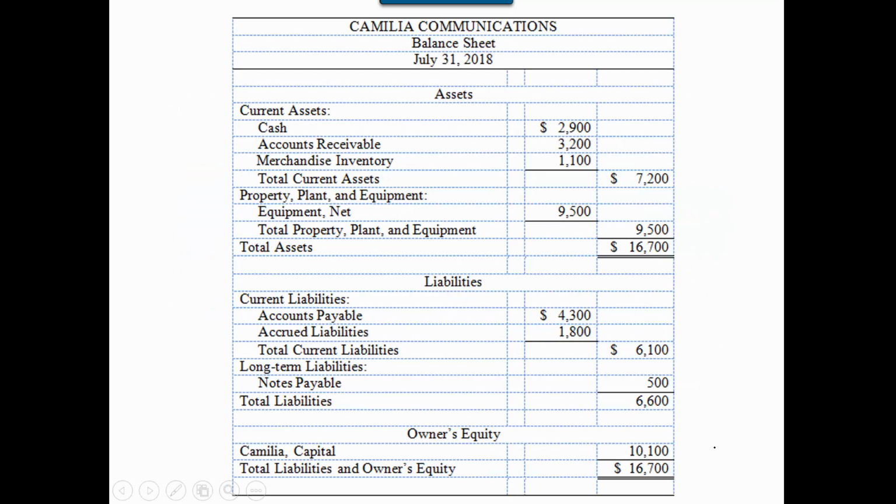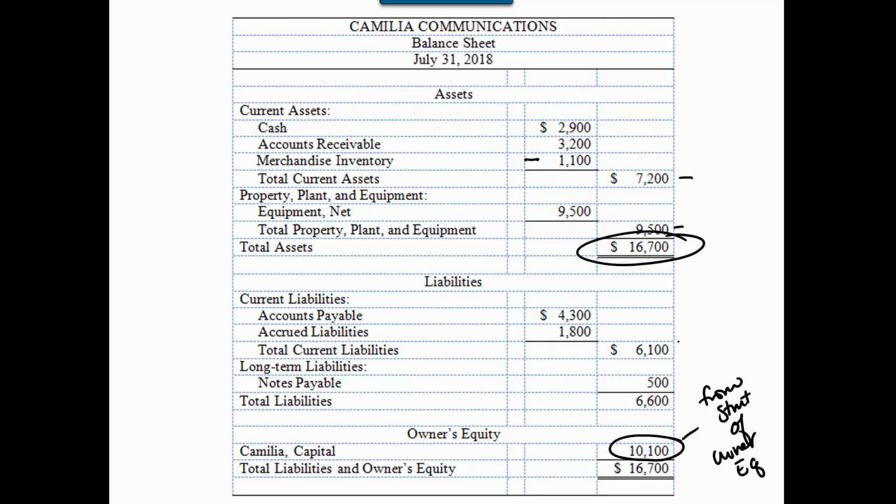So here's my balance sheet. All of these numbers are coming straight off of the info they gave us in the problem, except for this one, right? This one comes from the statement of owner's equity that we just did. Everything else, so here's my current assets. Merchandise inventory is a current asset. So total current assets, fixed assets, total assets 16,700.